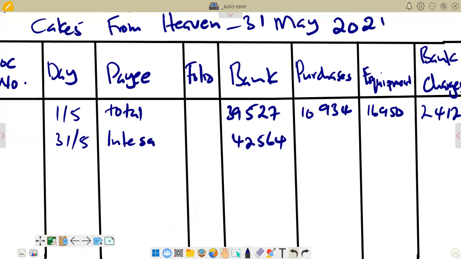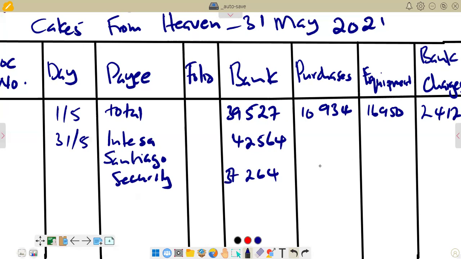And if you come here, you see that on the date part, you're just going to leave it blank as 31 May is going to apply for the transactions that are going to follow beneath. So here we are saying on pay San Diego Security. So we're going to write San Diego Security. And then on the amount part, remember we identified it as 37,264. And then if you go back there, let's try to go back and try to see if it falls under purchases, equipment, or bank charges.